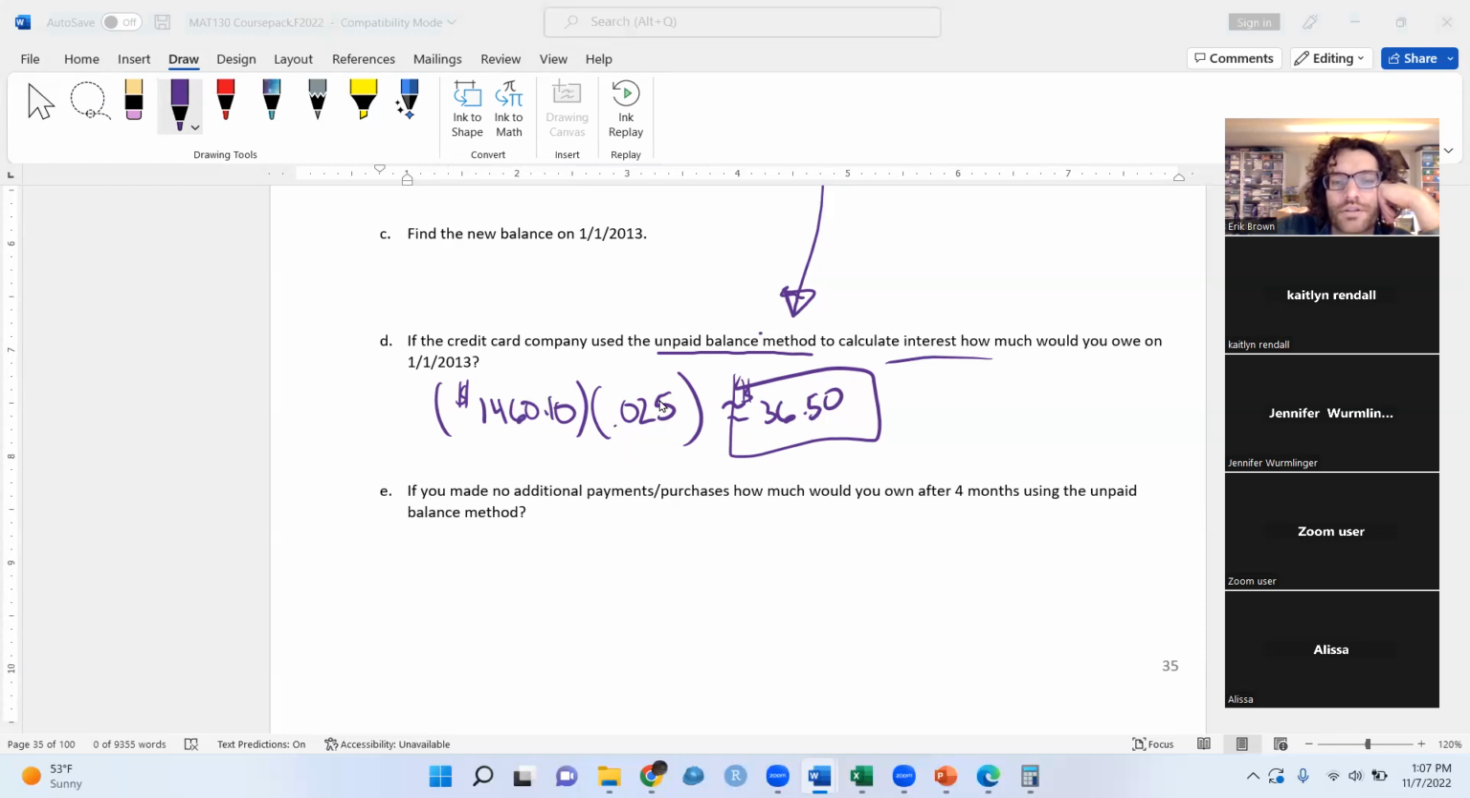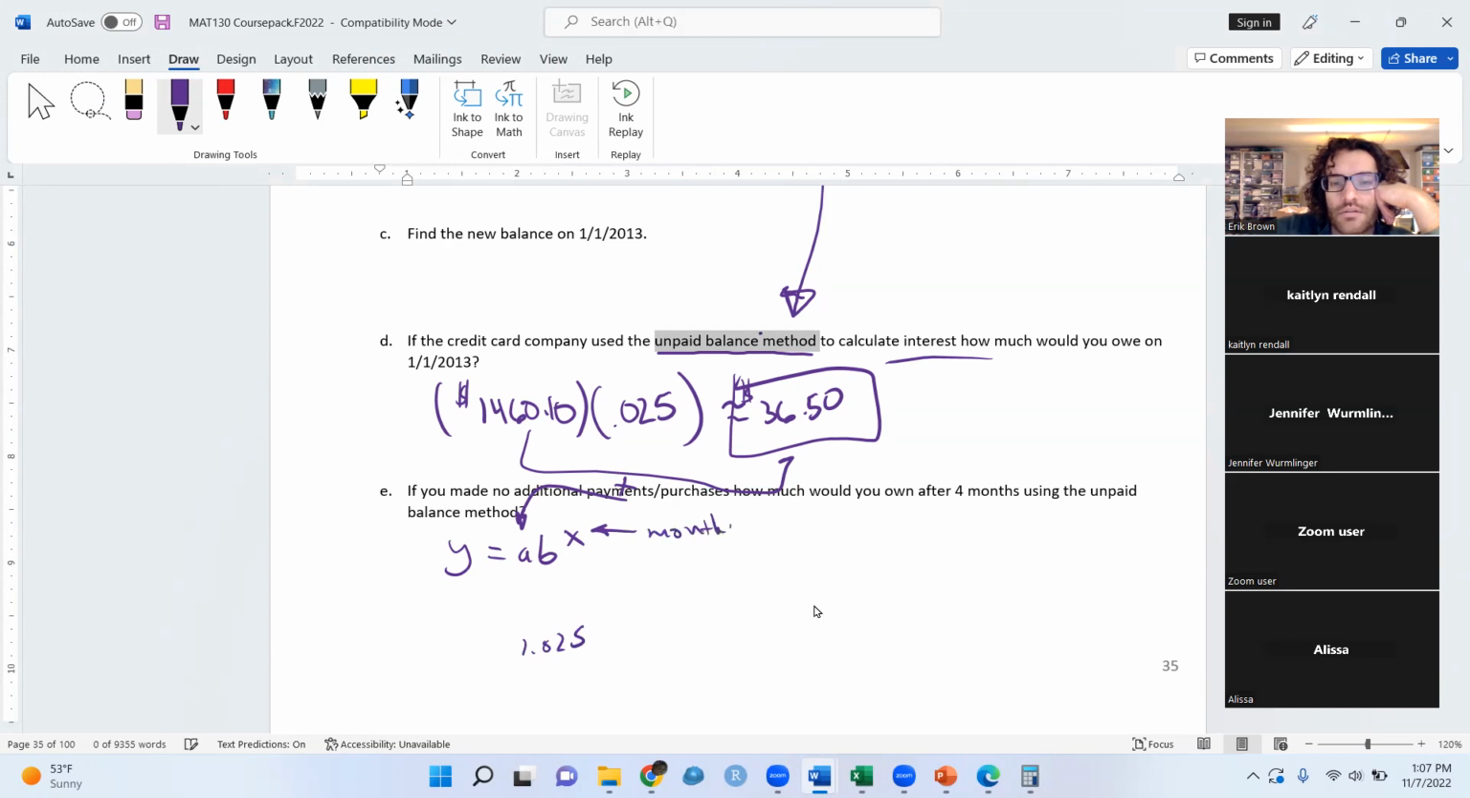For D, you can just do this 4 times, adding in the new balance, or you could note that this is an exponential model where if we're making no payments and we're not adding anything to the balance, you can just write this, where A is going to be the sum of these two added together. And B is going to be 1 plus this growth rate. So 1.025, and you just let X be months and it'll calculate the balance in 4 months. Just smash that in Desmos and you should be good to go.